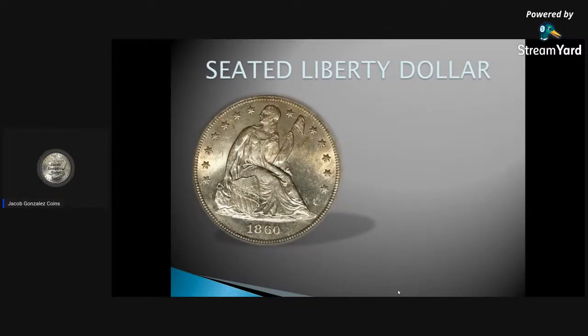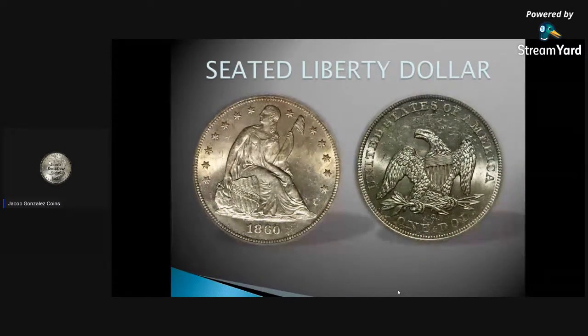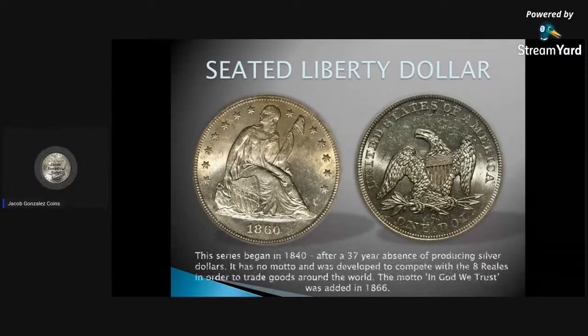Very similar design to the Gobrecht dollar for the obverse, but the reverse is different. And there are different varieties of these, guys. If you look at this coin, this one has no motto. There would usually be a motto right above the eagle, but they added that later. So let's talk about this coin.